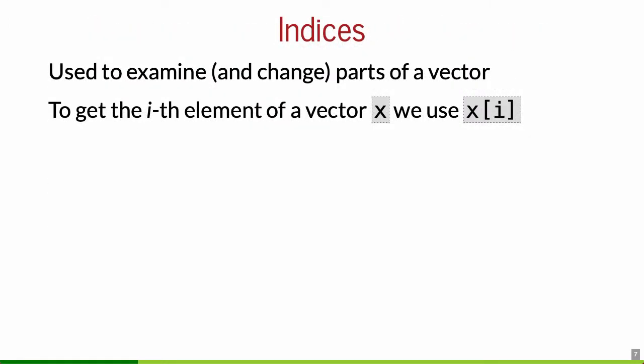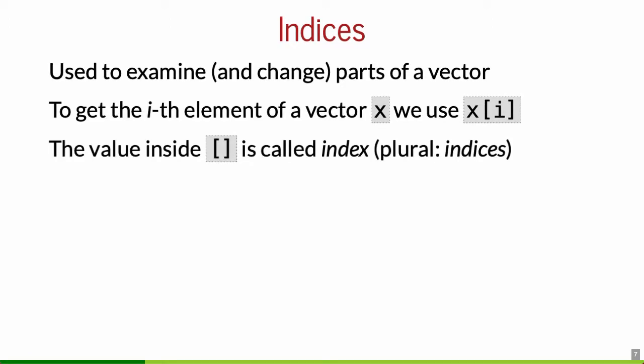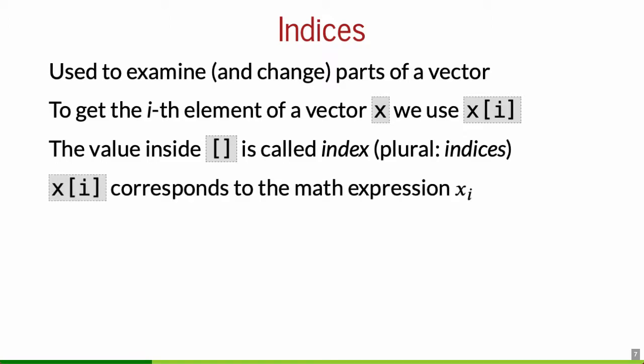For example, if we want to access, look at, or modify the ith element of a vector, let's say the third or the fifth element of a vector x, we use the expression x brackets i. The value inside the bracket is called the index. When we speak about several indices, we say indices. x[i] corresponds to the mathematical expression, literally x sub i. So we read this bracket as sub: x sub i.